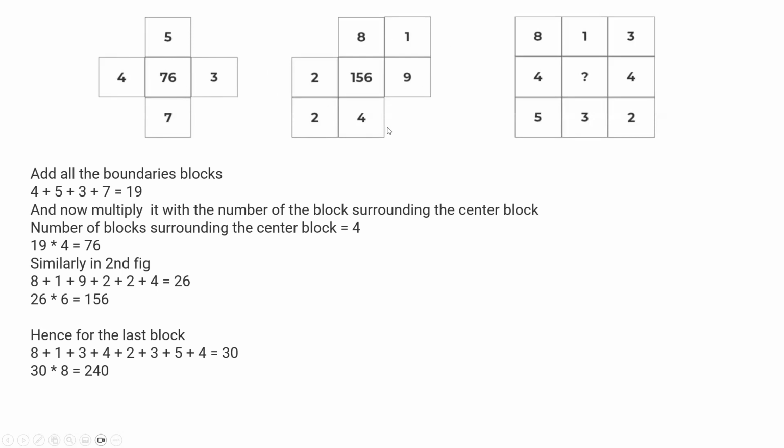Similarly, we have to do this. So we have to add all these blocks, that is 8 plus 9 plus 4 plus 2 plus 2 will give out 26. How many blocks are surrounding? So these are surrounded, 8 plus 9 plus 4 plus 2 plus 2. So we have to multiply all this. That is 26. How many blocks? 1, 2, 3, 4, 5, 6. So 26 multiplied by 6 is 146.